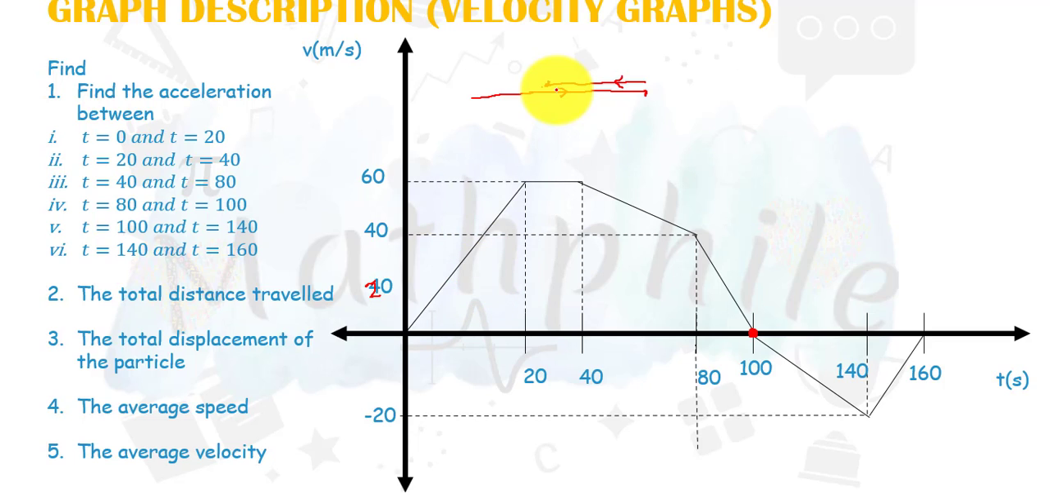Now the question went on to say, find the total distance traveled by the object. So what's the distance for the first 20 seconds of the journey? That would be 600. How did you find the 600? Area of triangle. Good. So half base times height. So this side is 600 meters.